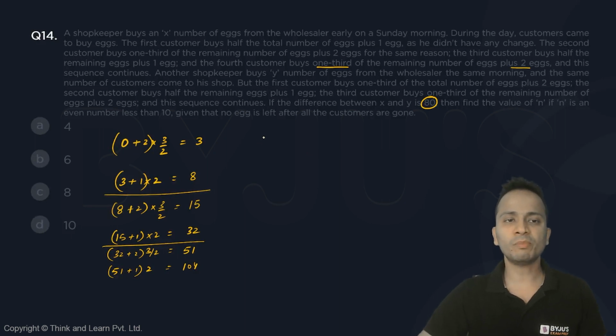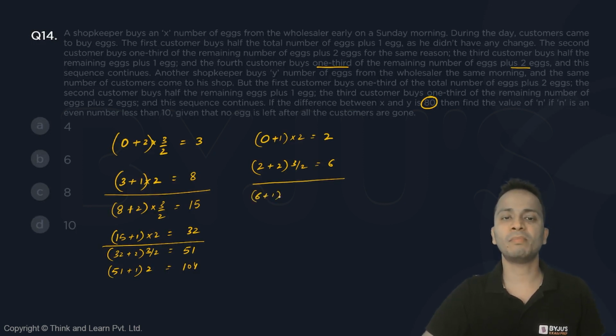So 0 eggs were left for the second shopkeeper, but the customers will interchange their places. So 0 plus 1 multiplied by 2 will be done first. So it will be 2, and then 2 plus 2 multiplied by 3 by 2. So 4 into 3 by 2 is 6. Then another set of two customers, 6 plus 1 multiplied by 2, that is 14. 14 plus 2 multiplied by 3 by 2. I'm writing each and everything; you can do all these things orally. So 16 into 3 by 2 is 24.